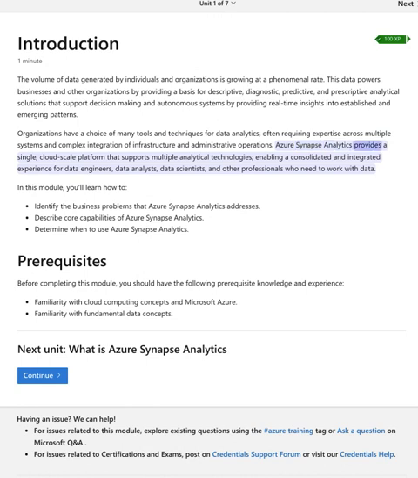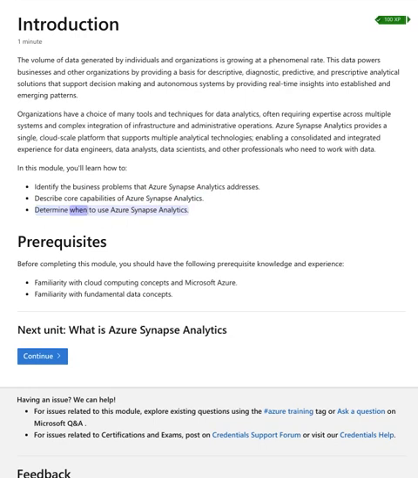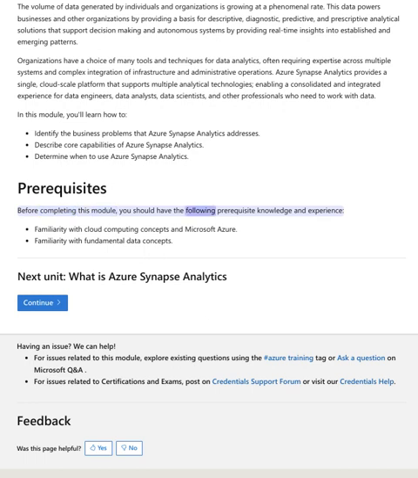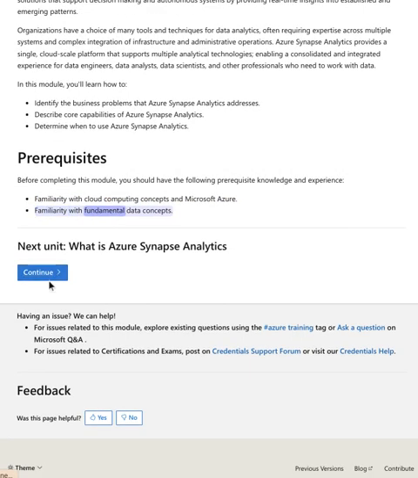Azure Synapse Analytics provides a single, cloud-scale platform that supports multiple analytical technologies, enabling a consolidated and integrated experience for data engineers, data analysts, data scientists, and other professionals who need to work with data. In this module, you'll learn how to identify the business problems that Azure Synapse Analytics addresses. Describe core capabilities of Azure Synapse Analytics. Determine when to use Azure Synapse Analytics. Prerequisites. Before completing this module, you should have the following prerequisite knowledge and experience. Familiarity with cloud computing concepts and Microsoft Azure. Familiarity with fundamental data concepts.